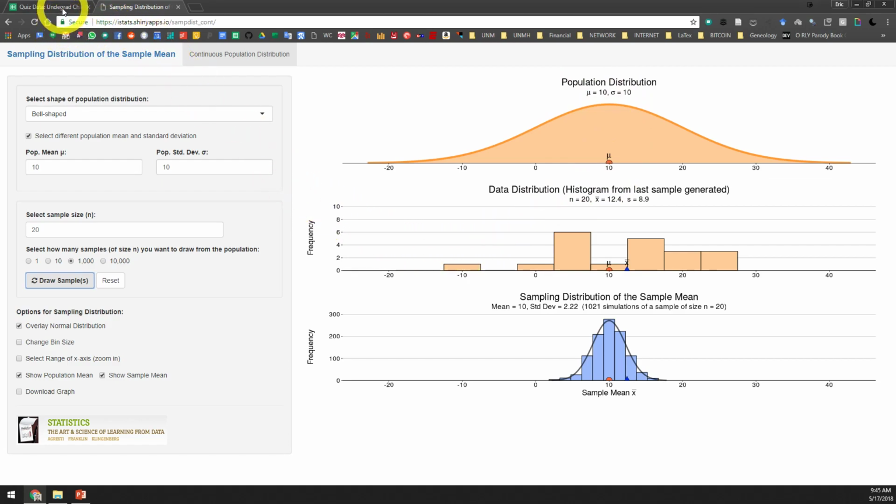So hopefully this introduction to how the sampling distribution of the sample mean relates to the data distribution that we actually generate and the actual population distribution, how these three things interrelate, and how we make statistical inferences. This is the basis of all the statistical inferences that we'll be working on going forward here.